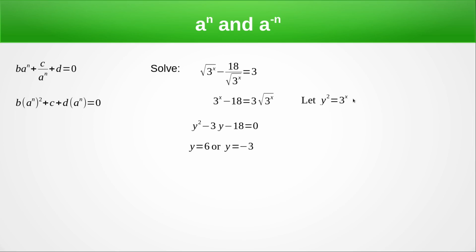Same thing happens. 3 is positive, so 3 to the x is positive, so y squared is positive, and we've got y is positive as well. So that's going to give us 3 to the x equals 36, so that is going to give us that x equals the log of 36 over the log of 3.